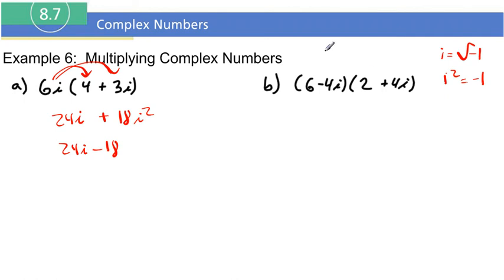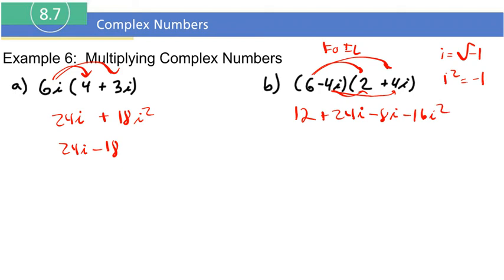Okay, come over here. We're going to go ahead and again do the FOIL method that comes up quite often. So we'll do first. 6 times 2 is our 12. And then we do 6 times 4i. So that's going to be a plus 24i. And then we do the inside. Negative 4i times 2 is a negative 8i. And negative 4i times a plus 4i is a negative 16i squared.